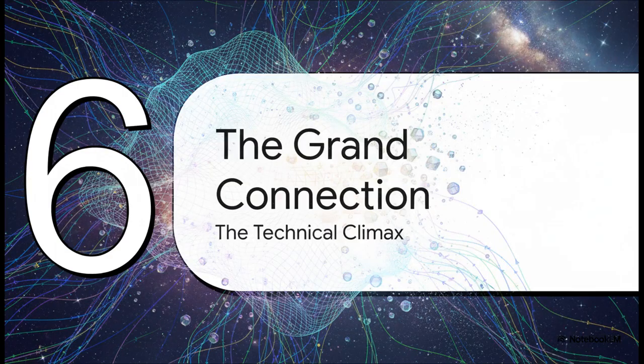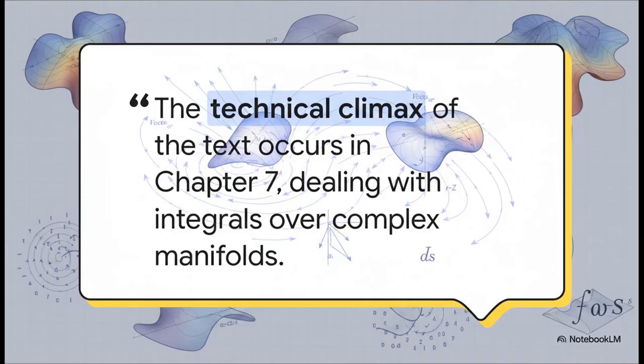All right, let's bring it all home. Because Chapter 7 isn't just a tough chapter we have to get through, it's the launchpad for some of the most profound and elegant ideas in all of mathematics. And you don't have to take my word for it. One analysis of Marsden and Tromba's book calls this chapter, and I quote, "the technical climax. This is where all the heavy lifting gets done, where we build the machinery we need for the grand finale."